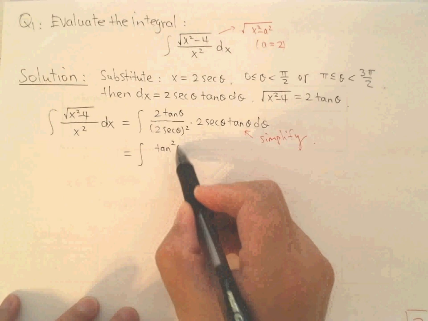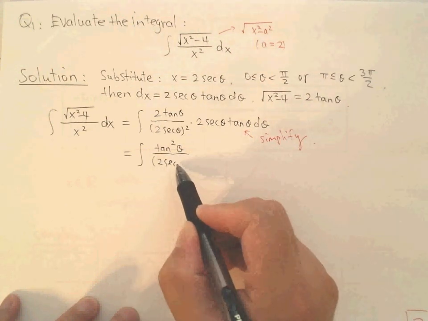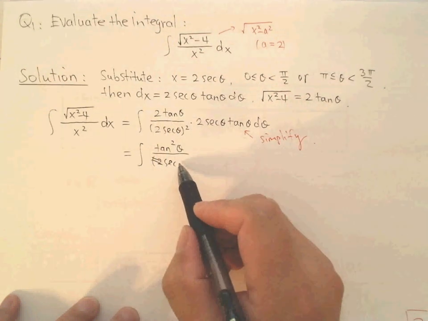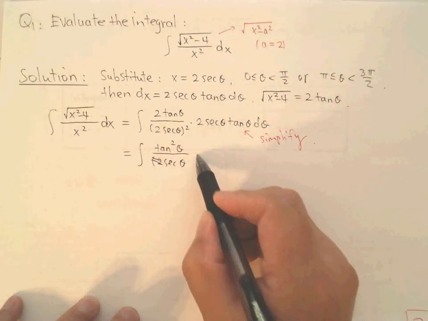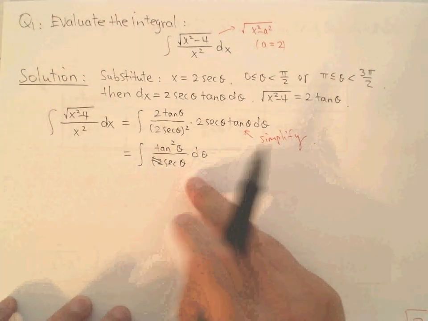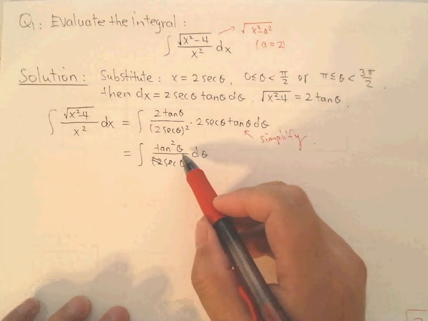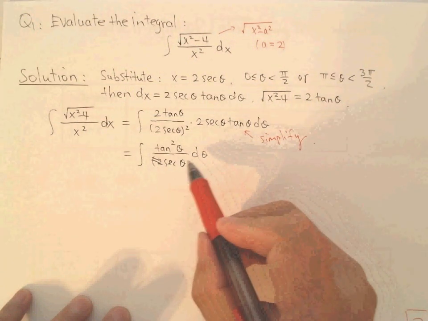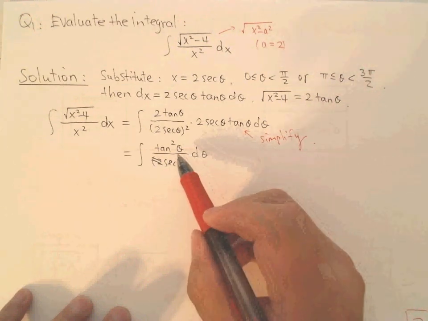Tangent theta over 2 times... we don't have a 2 now, because it is 4, we cancel, right? So we have only 1 secant theta, and now d theta. This is very simple now. But how to do this integration? We don't have a formula for it, right? Remember, we don't have it, but we can do this. One way is to change everything to sine and cosine.